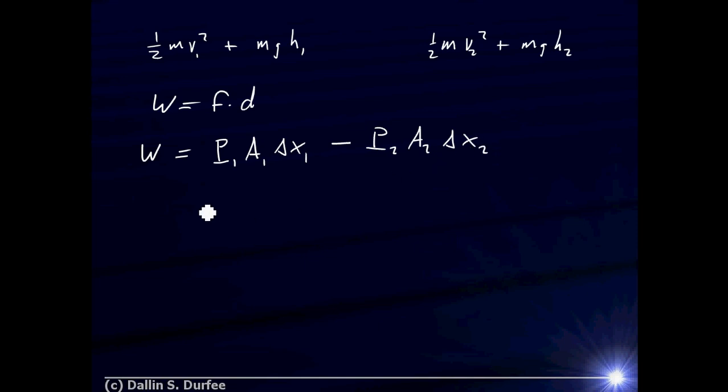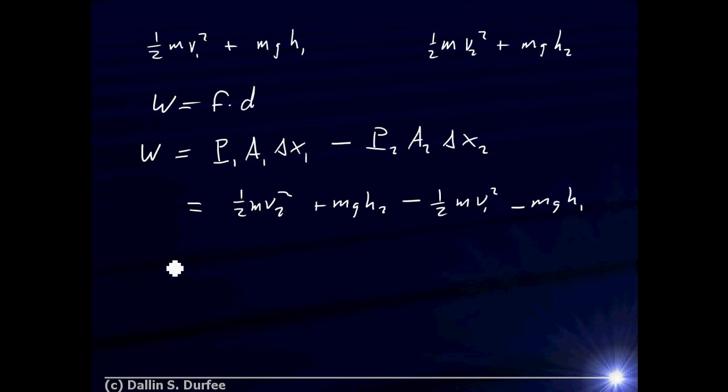And that all has to be equal to the difference between this and this. So 1/2 mv2 squared plus mgh2 minus 1/2 mv1 squared minus mgh1. All right? Okay. Now, I don't want delta x1 and delta x2 there, all right? I want to get this into something more fundamental for the flow.